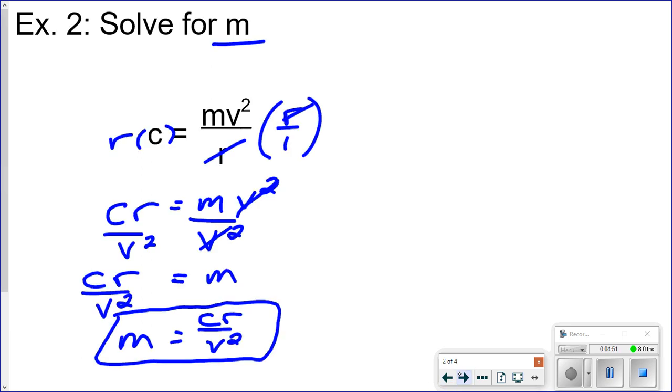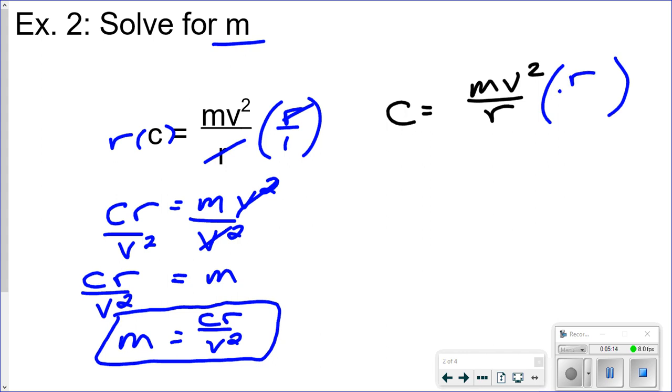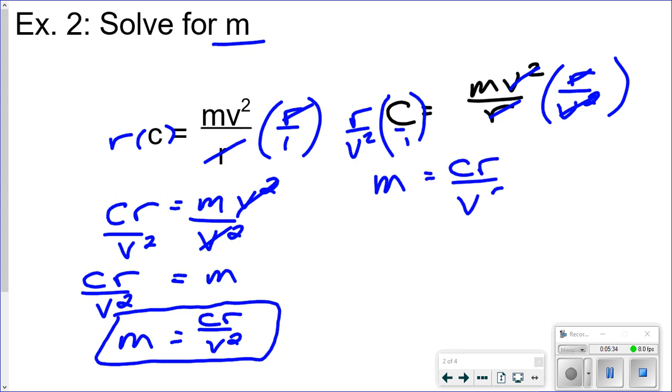Oh, thank you. So I said I'd show you how to do this in 1 step. So let me show you that. So c equals mv squared divided by r. So to do it in 2 steps, I multiplied by r and divided by v squared, right? So to do that in 1 step, what I can do is multiply both sides by r over v squared. Put this over 1, r over v squared. These r's would cross cancel, the v squareds would cross cancel, and I would end up with the answer m equals c times r over v squared. So that's how you would do it in 1 step.